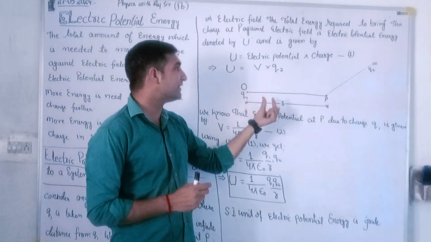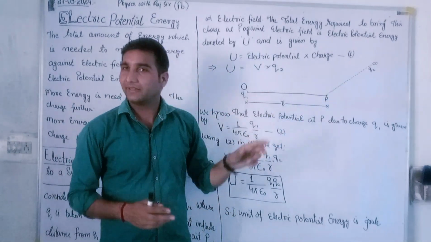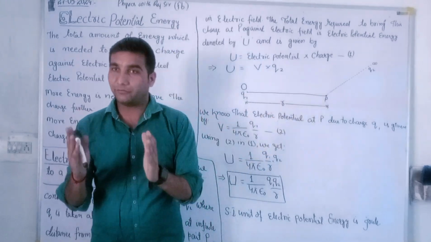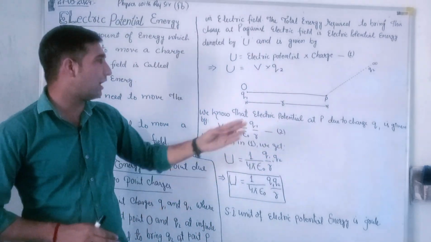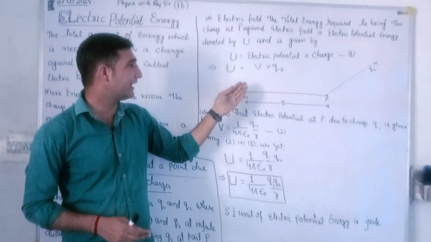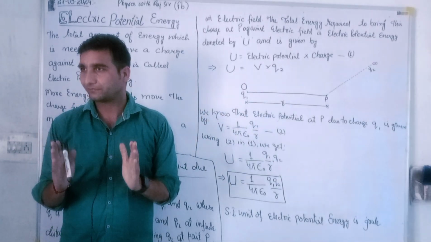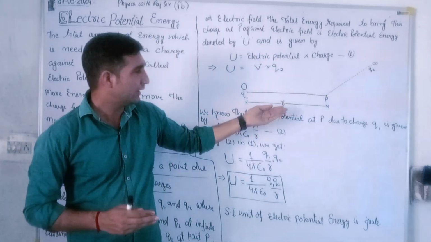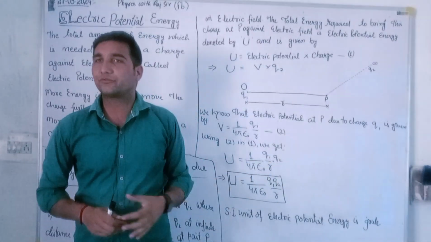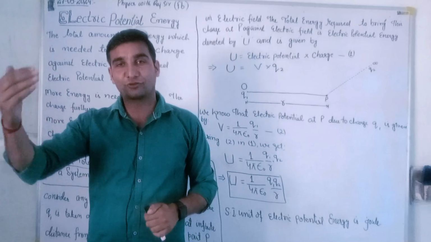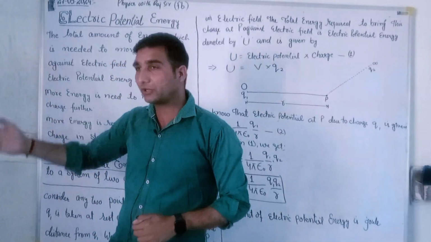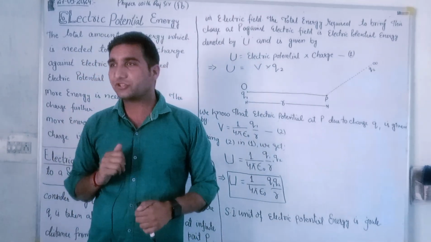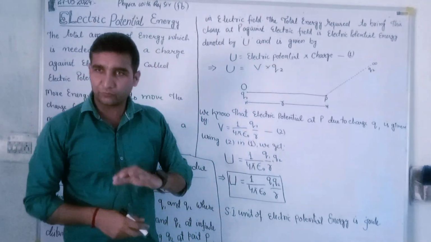We can say that the distance of Q2 from Q1 is infinity, and we have to bring it to point P. P is at a distance of R from Q1. Q1 is located at O, but it is at rest. Whenever we bring this Q2 charge to point P, we have to do some work, and that work is stored in the form of energy. Because we are moving the charge from infinity to a particular point, this energy is the electric potential energy, and we have to find that.